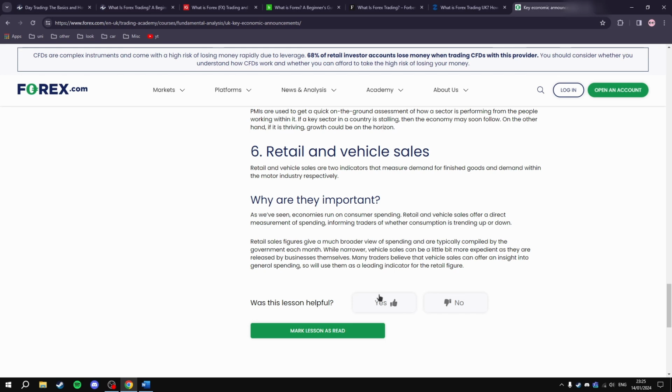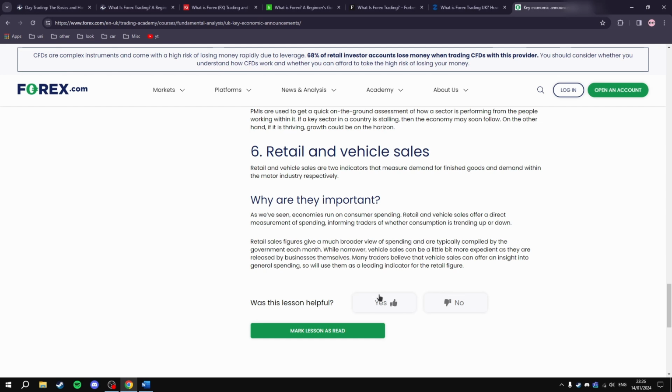Retail sales figures give a much broader view of spending and are typically compiled by the government each month. Whilst narrower, vehicle sales can be a little bit more expedient, as they are released by businesses themselves. Many traders believe that vehicle sales can offer an insight into general spending, so we'll use them as a leading indicator for the retail figures.